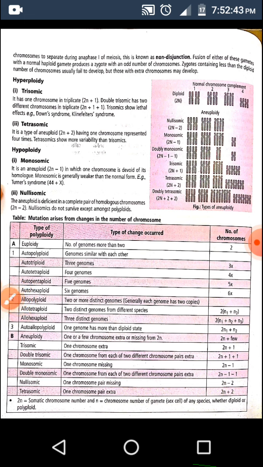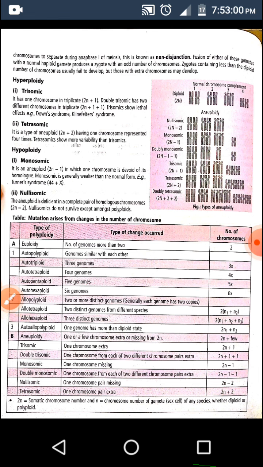The other one is tetrasomy. In tetrasomy, the addition of two chromosomes is seen to the diploid set, which is called tetrasomy. These are the hyperploidy conditions in aneuploidy.